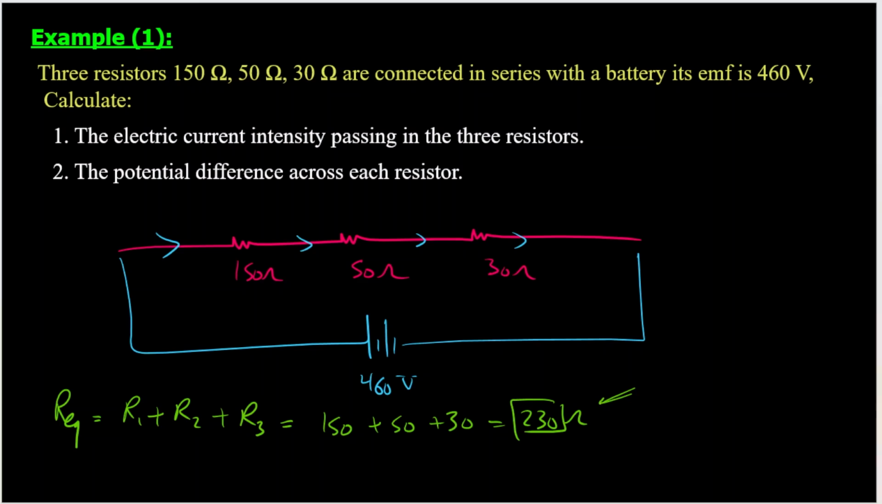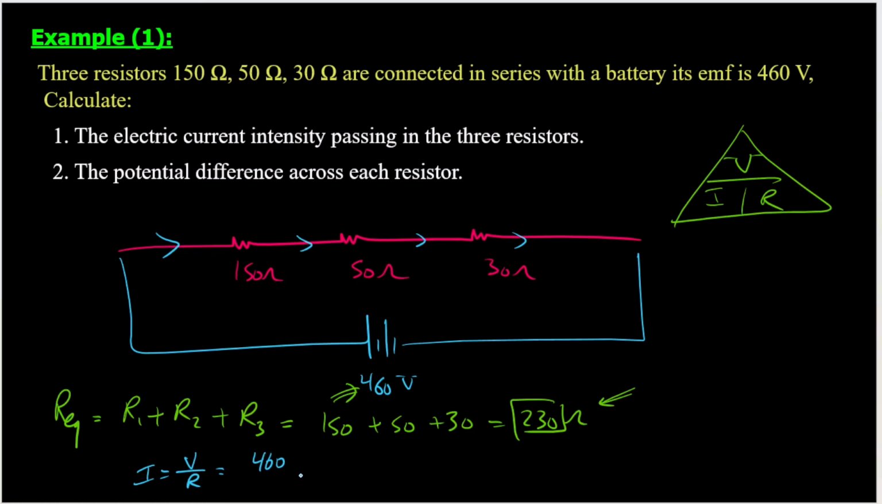Now we have the total resistance and we have the total voltage, and according to Ohm's law, V is equal to I times R. So I is equal to V over R. V is equal to 460. The total resistance is equal to 230. So the total current is 2 ampere. This is the same current which passes through the whole resistors. So this is number one.